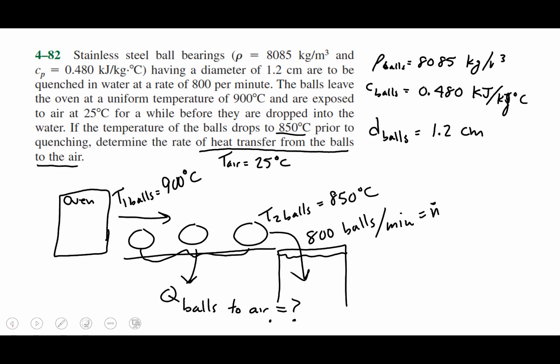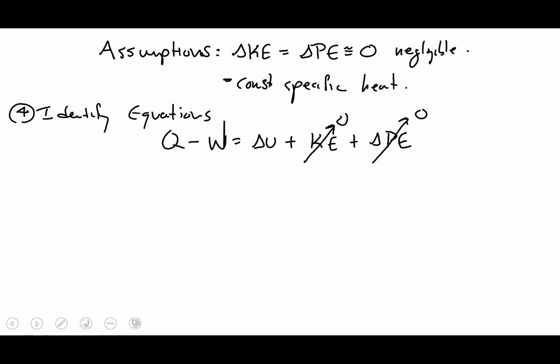So let's go back. We should have been really clear about what our system is. So our system is basically the balls. And we're just going to solve this first for one ball, and then we'll multiply it by the number of balls per minute. So let's just consider one ball. So there's no work into or out of the ball, but there is Q out. So work is 0, Q is out, so we have negative Q out is equal to the change in internal energy of the ball.